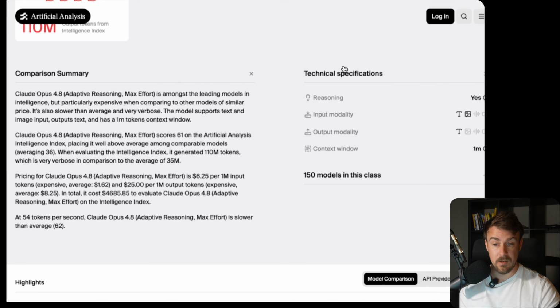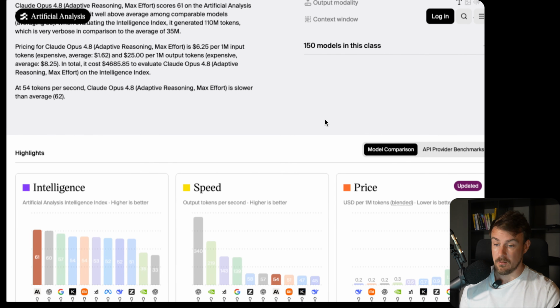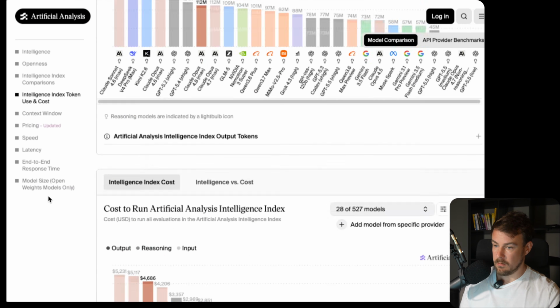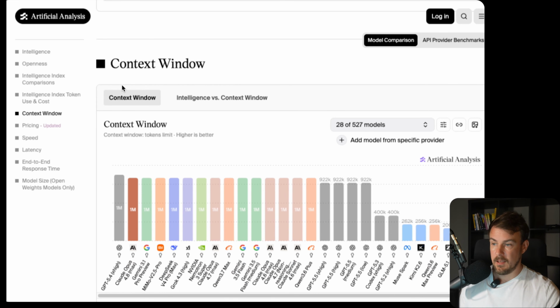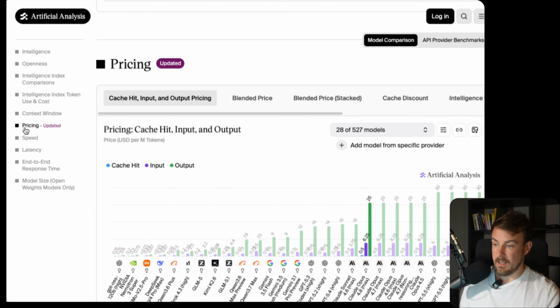So the context window here in the technical specifications is 1 million, which is, it tells us here, about 1,500 A4 pages of Arial size 12. Very specific. So you can find the context window in here. Let's go speed, price, and context window. Here we go. Context window. This inside artificial analysis gives you a rundown of all the different context windows. But what we're really looking for is pricing.